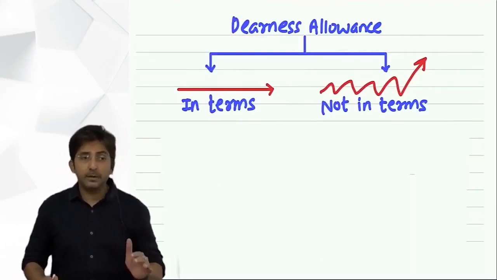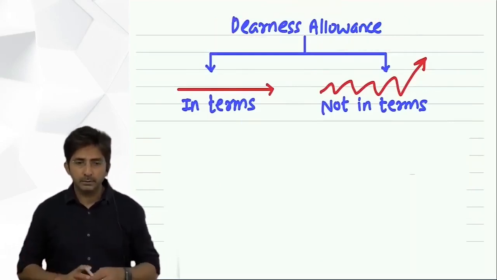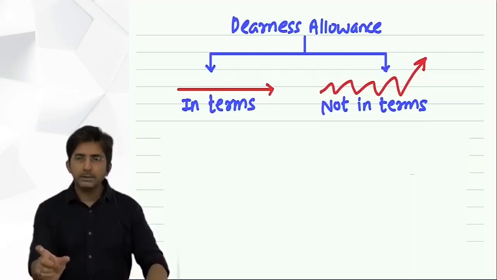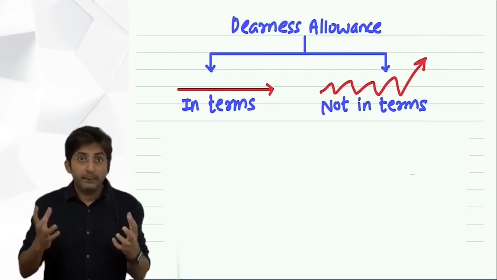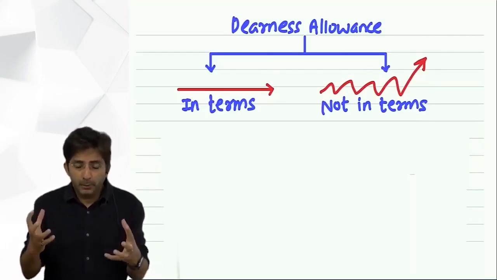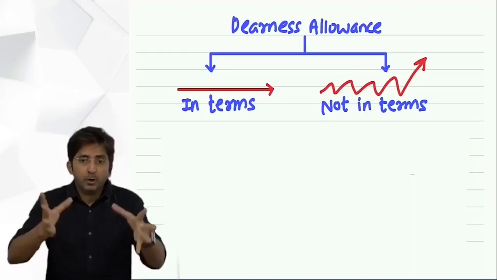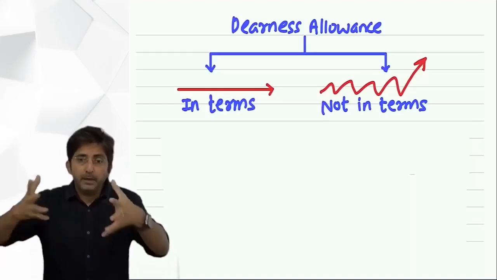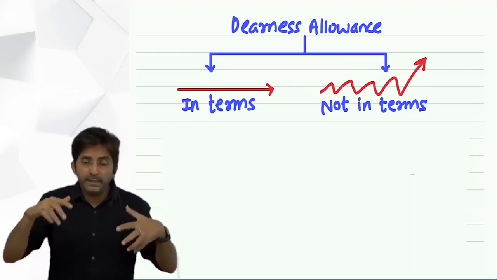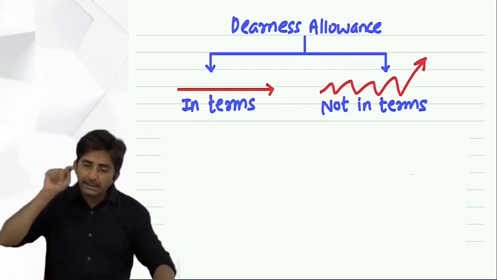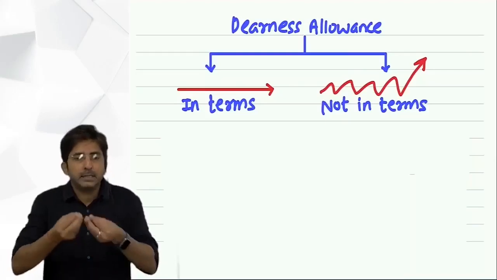See, last lecture what did I say? What is dearness allowance? It is an allowance given to face inflation. Okay, because the inflation is torture. Because in inflation everything becomes costly. So you have to spend a lot and your income is a little bit. So it's very difficult to face inflation. And to face inflation, companies give you dearness allowance.